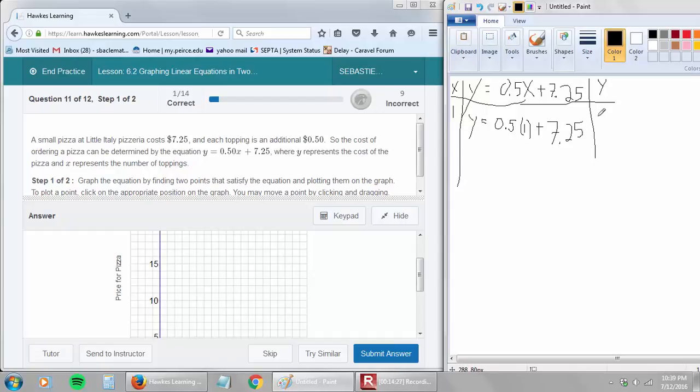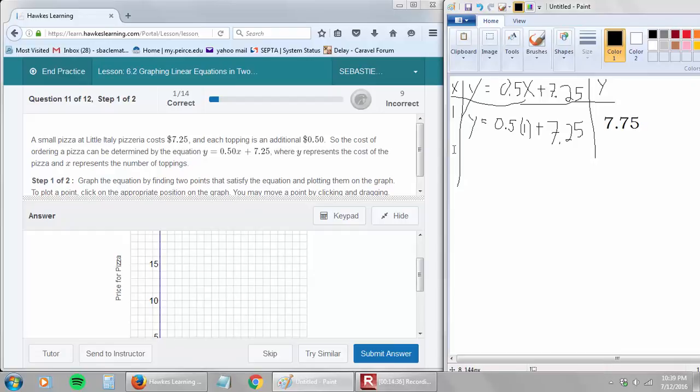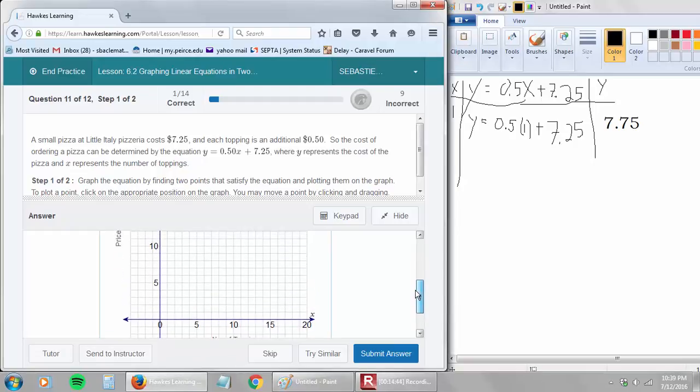So I apologize for the sloppy writing. What I should be doing is this. That should be $7.75. And so now I have a point. I've got 1 for x and 7.75 for y. So here's where things get a little bit tricky for this.